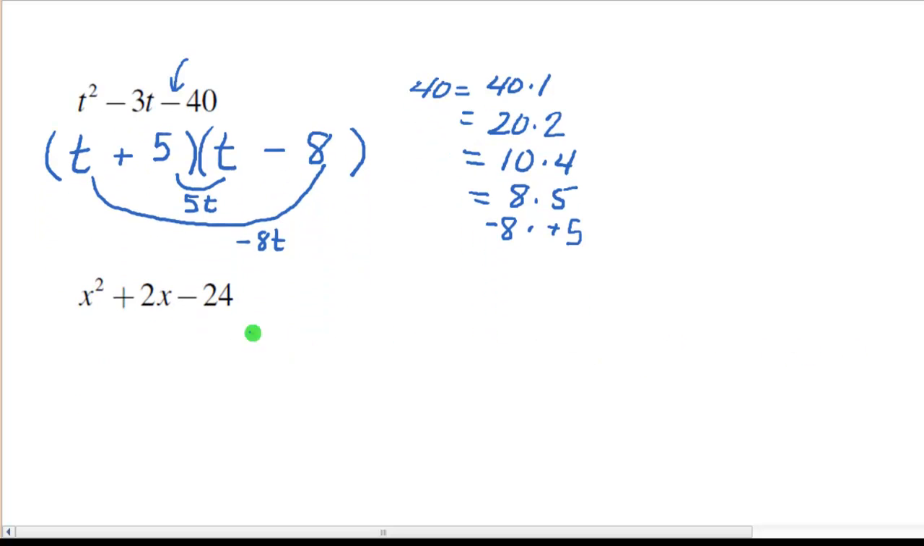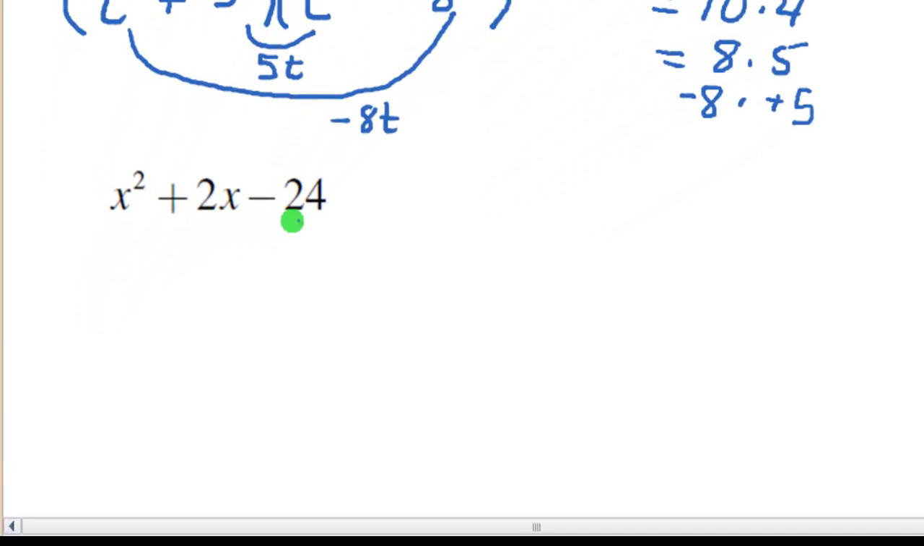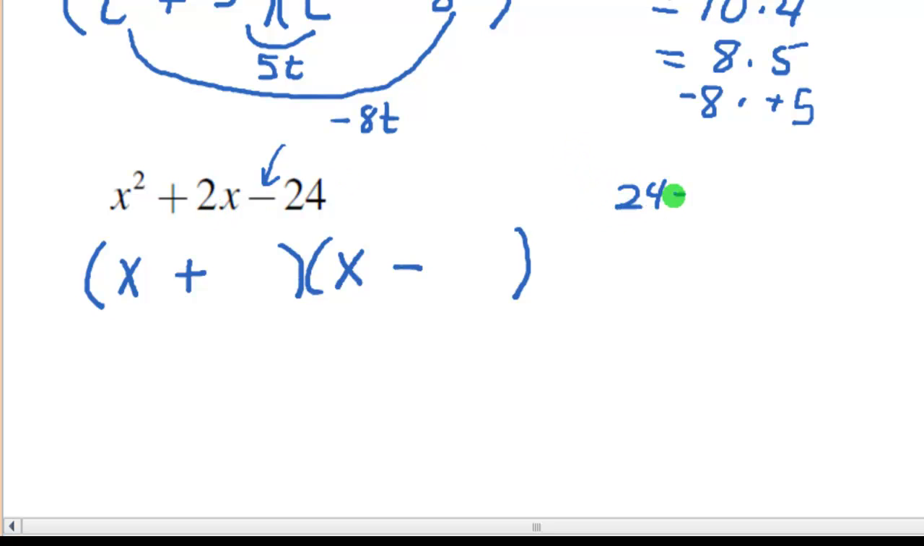Okay, one more. We have x squared plus 2x minus 24. There's our parentheses. We have x and x here. Now again, we're multiplying. This is a negative. We have to multiply to a negative, so that means you're going to have one of each, a positive and a negative here. And we're going to need two numbers that multiply to 24, but are going to add up to positive 2. And so 24, let's see, we have 2 times 12. Well, that's not going to give us a 2. And we have 3 times 8. That's not going to give us a 2. And we have 4 times 6.